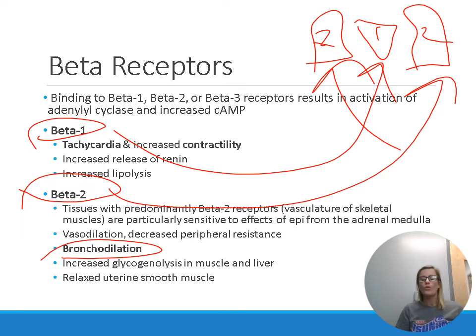So when beta 1 receptors are stimulated, it increases heart rate and contractility. So your heart increases cardiac output, it pumps more blood, so you can imagine your blood pressure goes up as well. Also, it increases the release of renin. Remember the renin-angiotensin-aldosterone system? That causes vasoconstriction, that increases blood pressure, so beta 1 really increases blood pressure. Also increased lipolysis, so breakdown of fats.